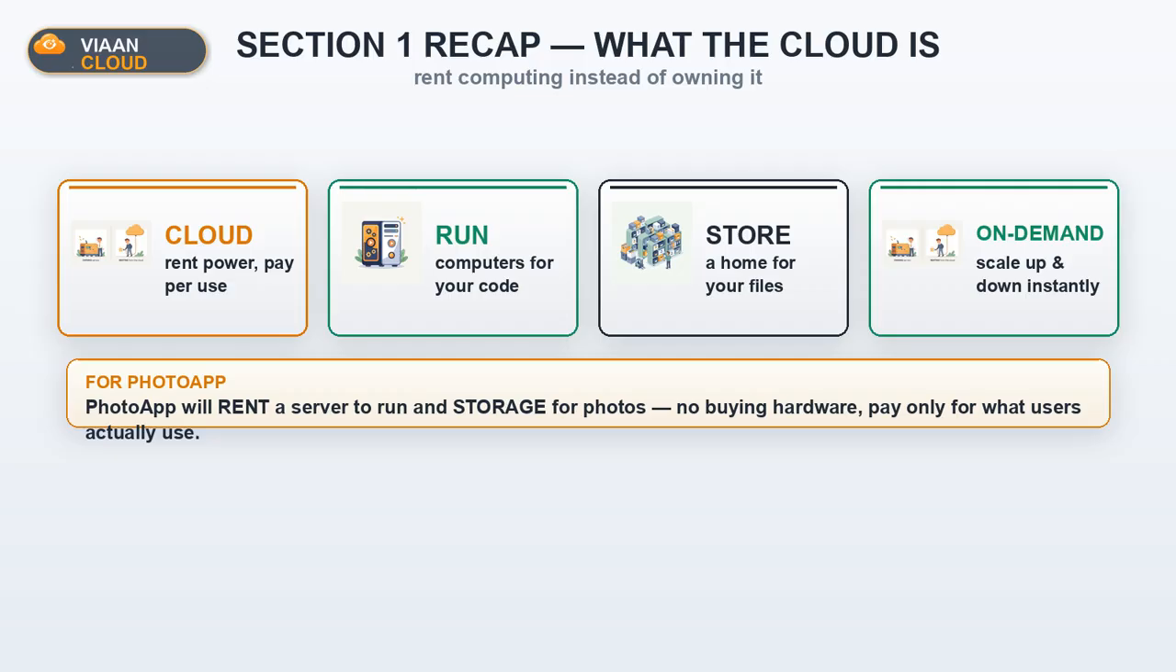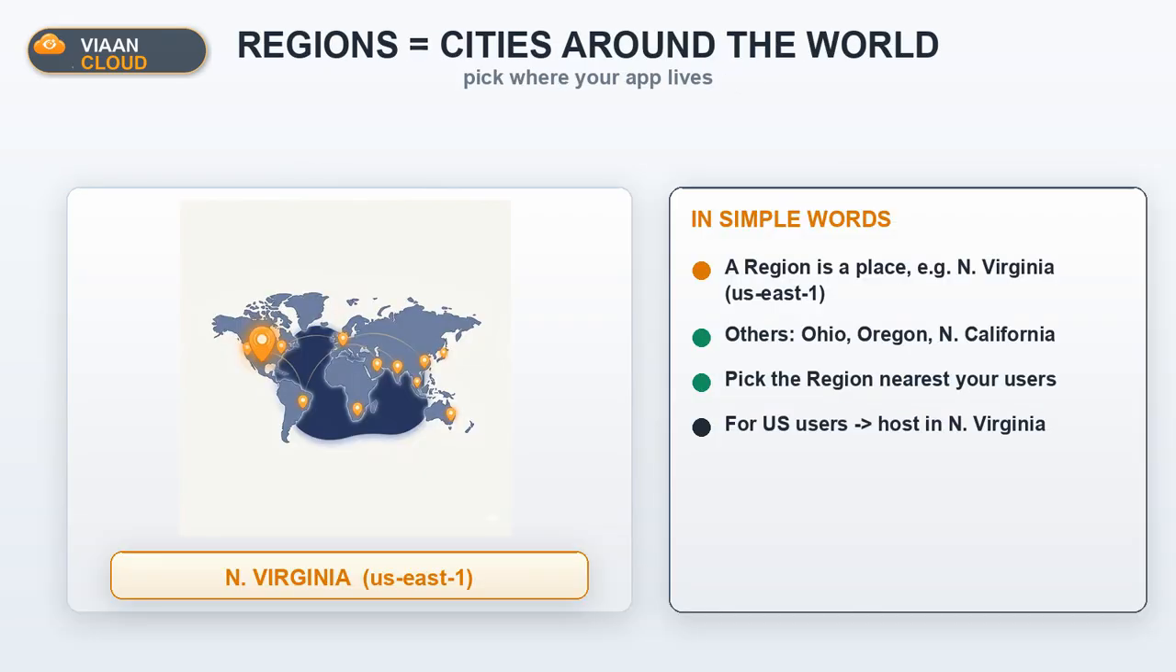Quick recap. The cloud just means you rent computing instead of buying it. You run your code on rented computers, store your files in the cloud, and scale up or down on demand. For PhotoApp, that means renting a server and storage, no hardware to buy, and you pay only for what your users actually use.